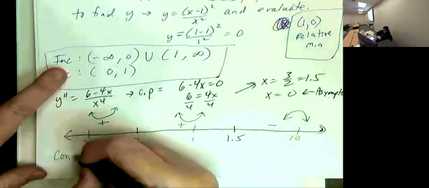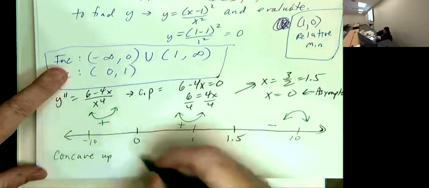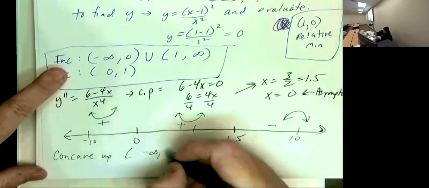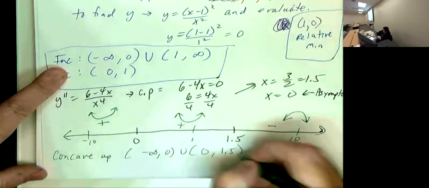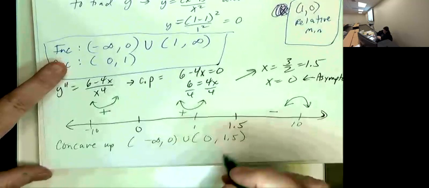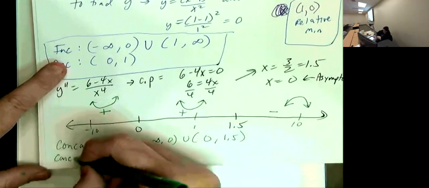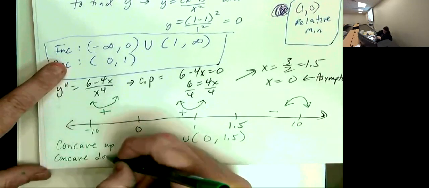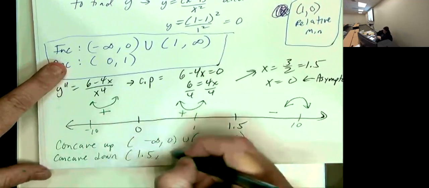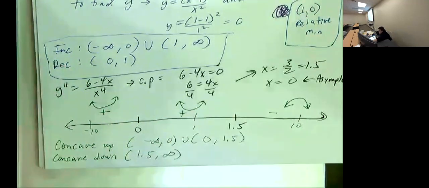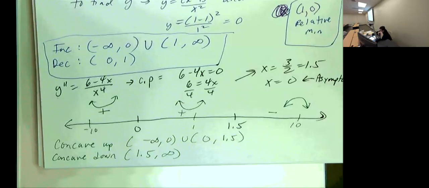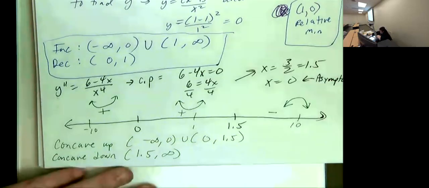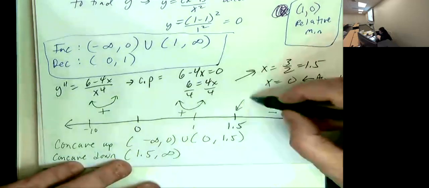So we're concave up from negative infinity to 0 in union with 0 to 1.5. And we're concave down from 1.5 to infinity. So x equals 1.5 is going to be an inflection point.